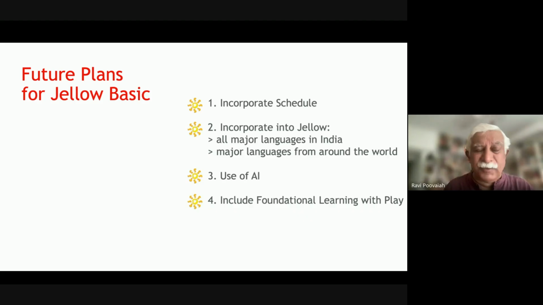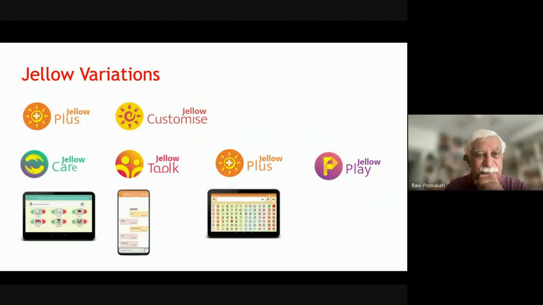Right now, once you download it, you don't need the internet to make use of it. It's a standalone application, so it doesn't make use of the internet after you have downloaded it. AI requires that, so we are thinking a little bit on how to do that. Also, a lot of requests have come to include the whole of foundational learning into Jello. That's another area that we are working on.